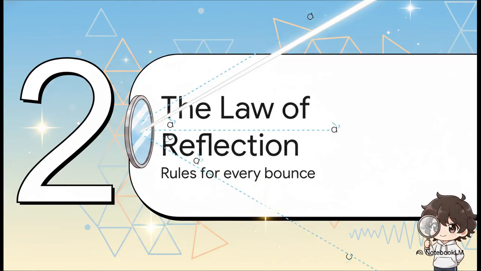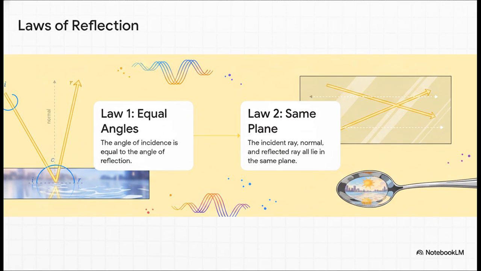So if everything we see is just light bouncing around, you've got to wonder, are there rules for how it bounces? And the answer is yes, absolutely. And the best part is, the rules are incredibly simple. Believe it or not, there are just two simple laws for this. First, the angle that light hits a surface is the exact same angle that it bounces off. They're equals. The second law is that the incoming ray, the outgoing ray, and an imaginary line we draw straight out from the surface, we call that the normal, they all sit on the same flat surface, like three lines drawn on a single sheet of paper. And what's really amazing is that these two little rules work for everything. A flat mirror, a bumpy wall, and yep, even our curved spoon.